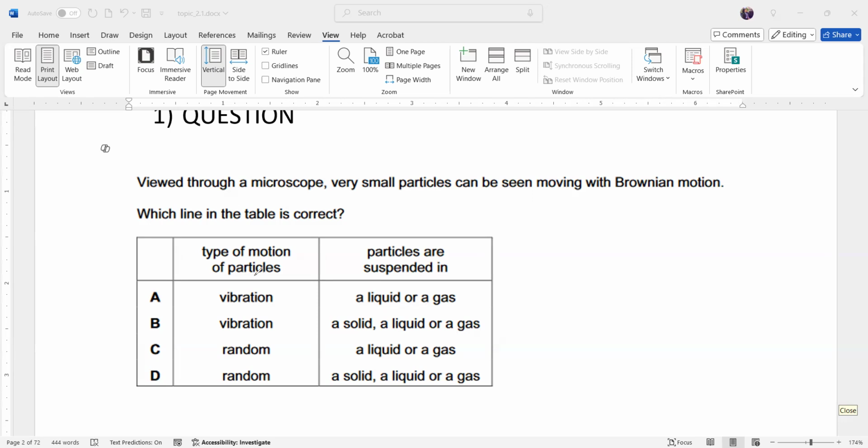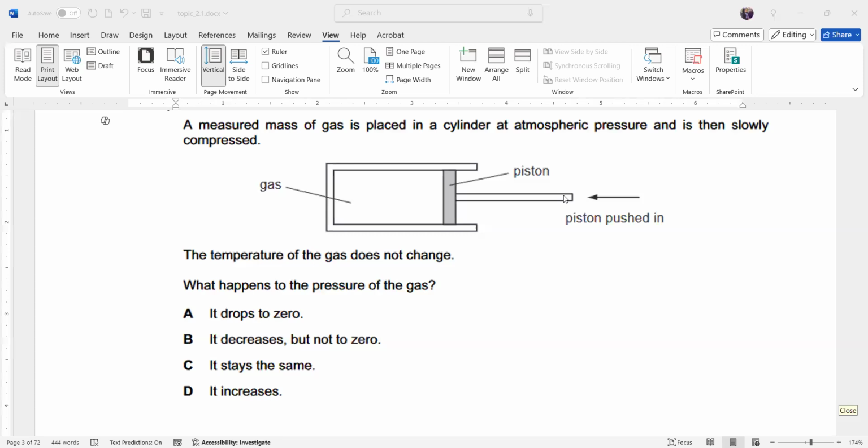Which line in the table is correct? Type of the motion of the particle. Brownian motion cannot be vibrate, it's random. And in a solid, the particles can only vibrate about a fixed position, but in liquids and gases, the particles can change direction as well. That's why C will be the right answer.